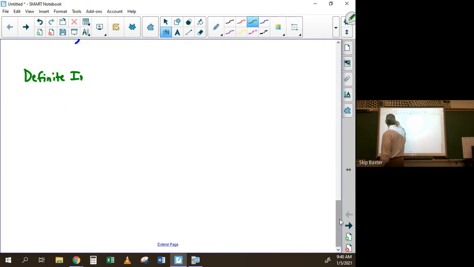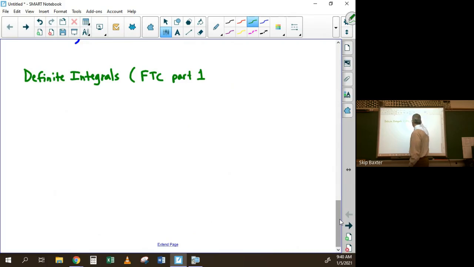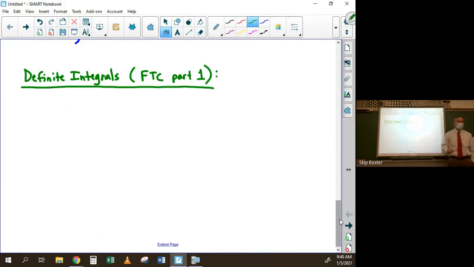Definite integrals. Fundamental theorem of calculus, part 1. So remember, the fundamental theorem of calculus, part 1, is just telling you how to evaluate a definite integral. That's all it is. It's just a recipe of what to do, just a process map.